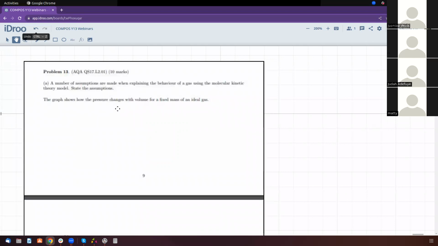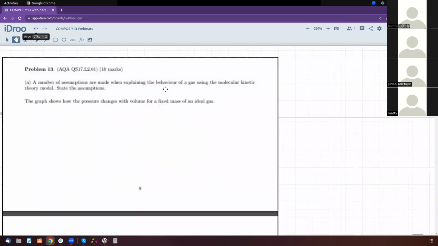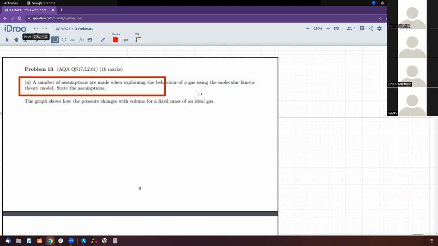A number of assumptions are made when explaining the behavior of a gas using the molecular kinetic energy theory. State these assumptions. Well, you should know these pretty well. Have you done molecular kinetic theory? It's at school. Yes or no? Okay. So you should know them.